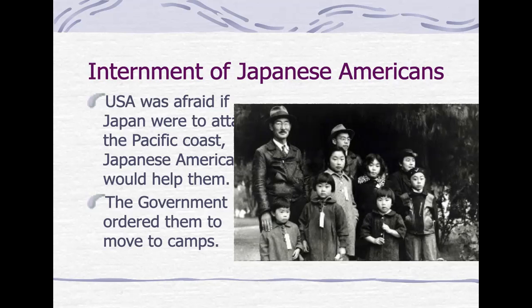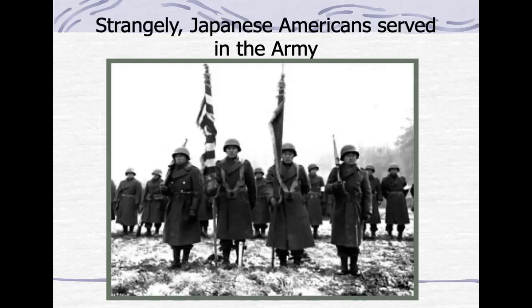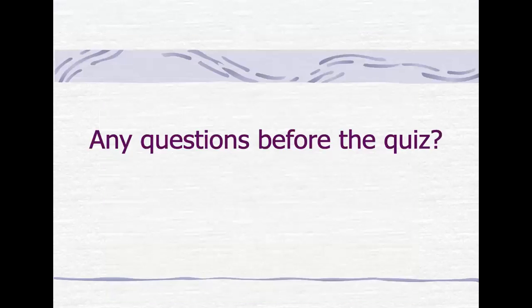However, unlike the Nazis, at these camps they were well fed. They weren't worked to death. They were just trying to isolate them so that if something did happen, they'd be watched by some troops. So here's a picture of one of the camps. You can see it's a little bit nicer than some photos you've probably seen in your classes of the camps that Hitler had for the Jewish, the concentration camps. Strangely, the Japanese Americans did serve in the army, just like African Americans. They did serve in the army.